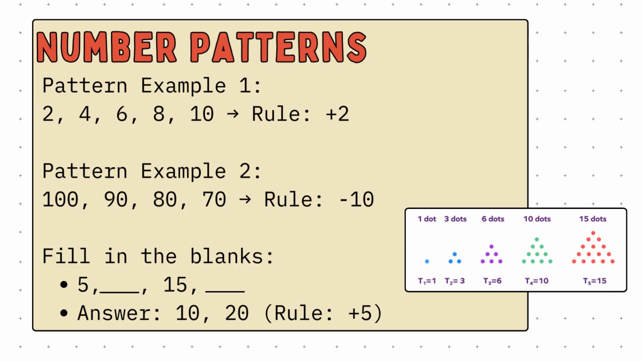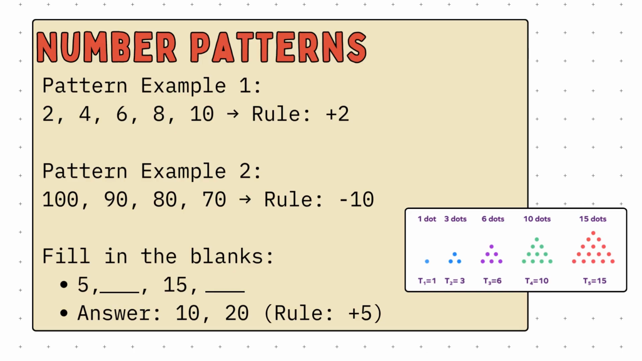For example, let's look at pattern 1: 2, 4, 6, 8, 10. Here the numbers are increasing. Each number is 2 more than the one before. So the rule is plus 2.